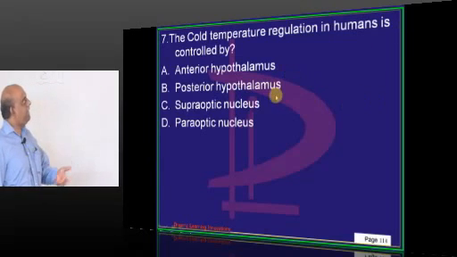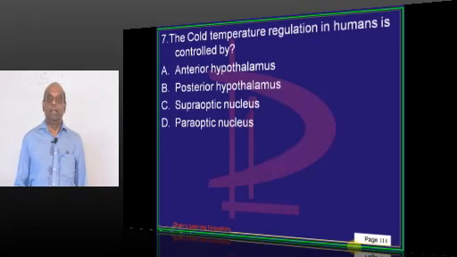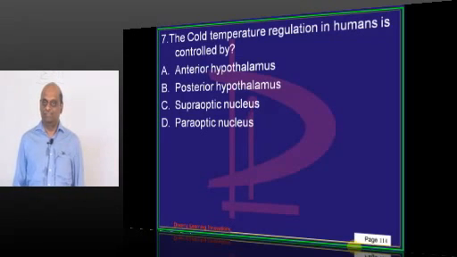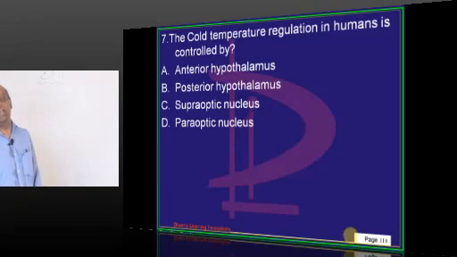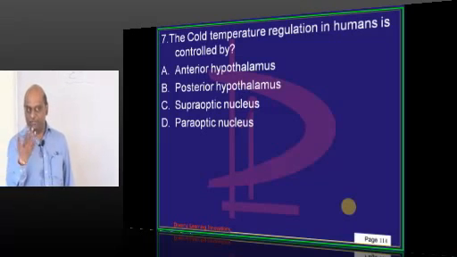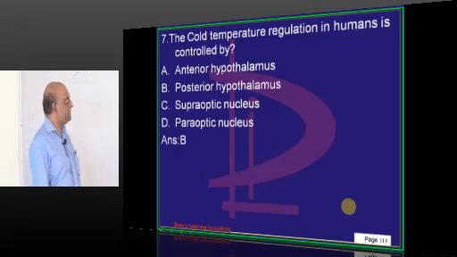The cold temperature regulation is controlled by which part? All hypothalamic centers, you should be sure. Anterior will be warm, right? If you are very hot, you start sweating. That's because of the anterior hypothalamus. If you are very cold, you will be shivering. It is because of the posterior hypothalamus. How will you remember? Shivering in the spine, they say. Sweating on my face, we say. Face is front, anterior. Shivering is back, posterior hypothalamus.